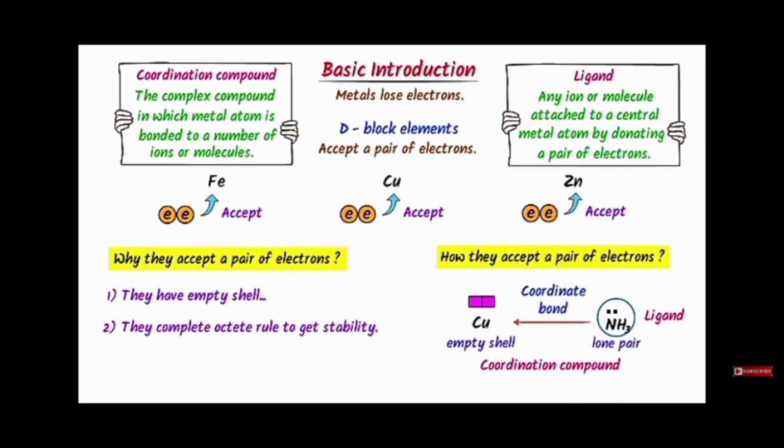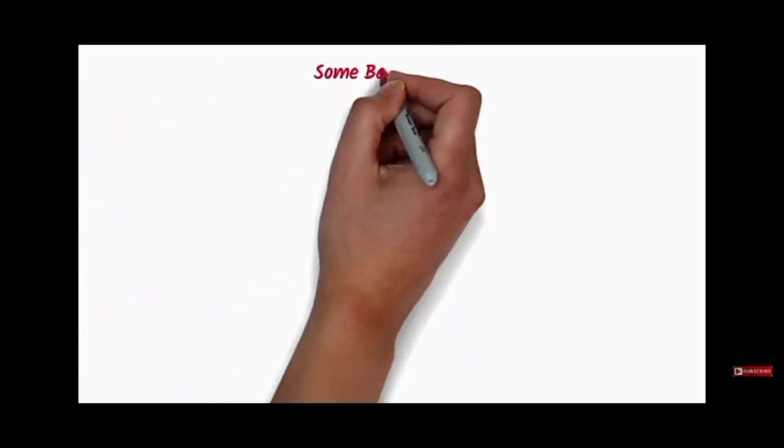Thus remember that any coordination compound is made up of two parts. One part is a metal atom like copper and the second part is a ligand like NH3. Thus, note down all these important points. Now let me teach you some basic terms of coordination compounds.